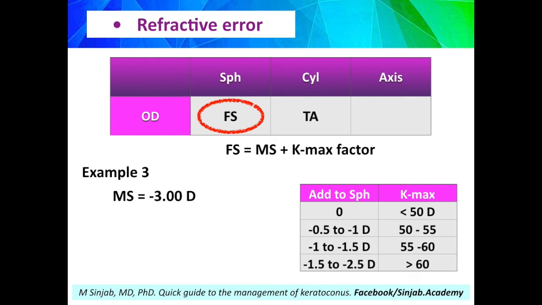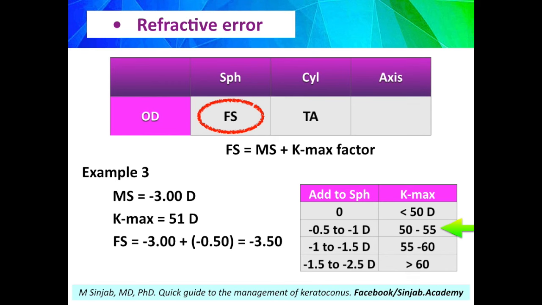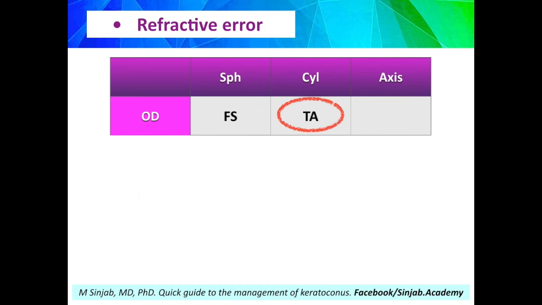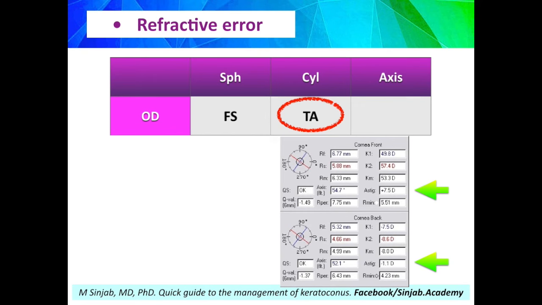Example number 3, the manifest refraction is -3. The Kmax in the patient is 51, and the final sphere will be -3.5 diopters. Next, we calculate the topographic astigmatism. The topographic astigmatism is the algebraic sum of the astigmatism of the anterior and posterior corneal surfaces, and we have to pay attention to the axis of the astigmatism on both surfaces. They should be the same or approximately the same.